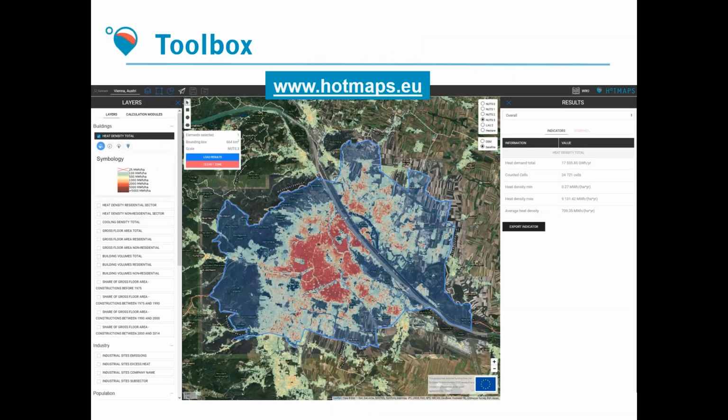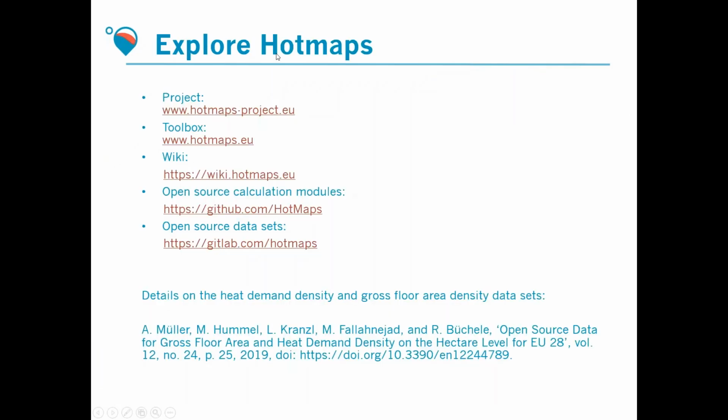I won't speak much about the toolbox. If you open the toolbox, you will see the front end where you can find the data sets on the left-hand side, and also the indicators will appear on the right-hand side, and you can select different regions. Much more information on the Hotmaps project can be found on the project website or the wiki, and also all the data sets and calculation modules can be found in these links.